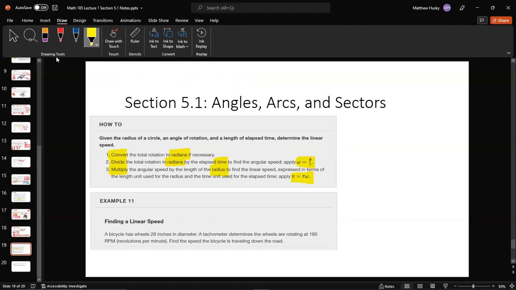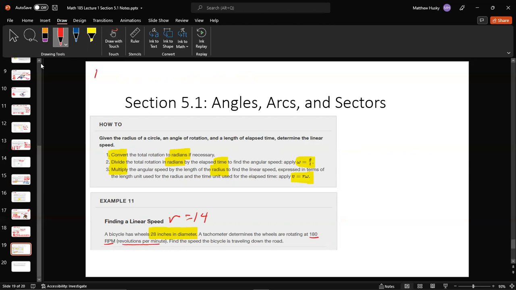So a bicycle has wheels that are 28 inches in diameter. Fun fact, that's the diameter. If you cut that number in half, that'll give you the radius. So we know the radius is 14. A tachometer tells us it's going to be rotating 180 RPM, which is revolutions per minute.